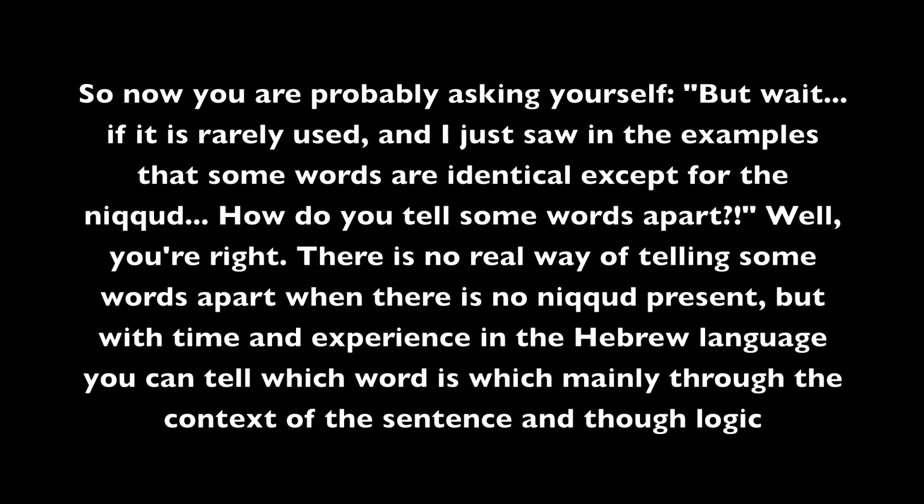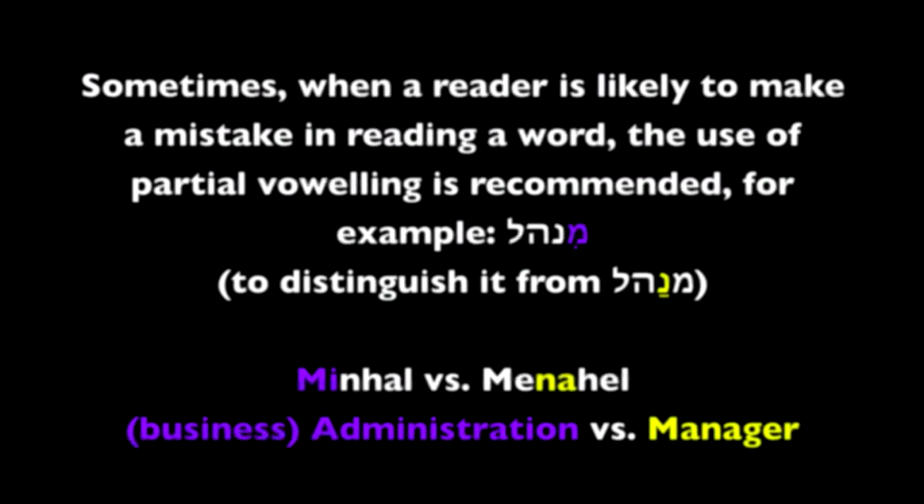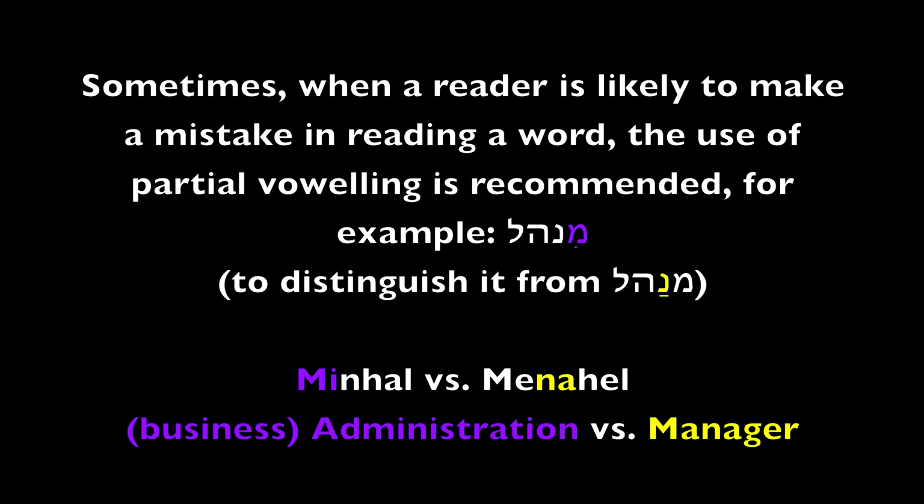So now you are probably asking yourself, but wait, if it is rarely used, and I just saw in the examples that some words are identical except for the niqqud, how do you tell some words apart? Well, you're right, there is no real way of telling some words apart when there is no niqqud present. But with time and experience in the Hebrew language, you can tell which word is which, mainly through the context of the sentence and through logic. Sometimes, when a reader is likely to make a mistake in reading a word, the use of partial vowelling is recommended, for example, minhal to distinguish from menahel.